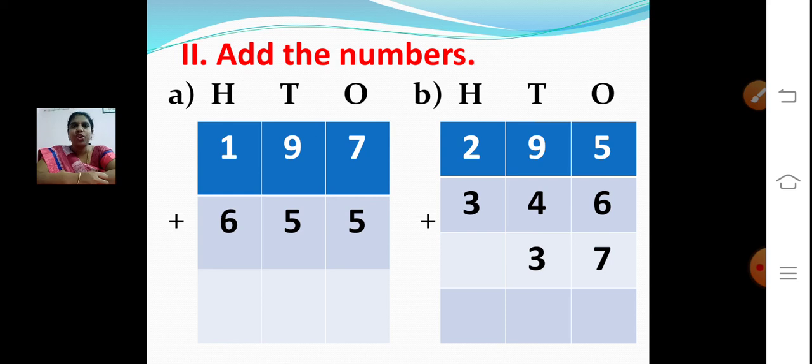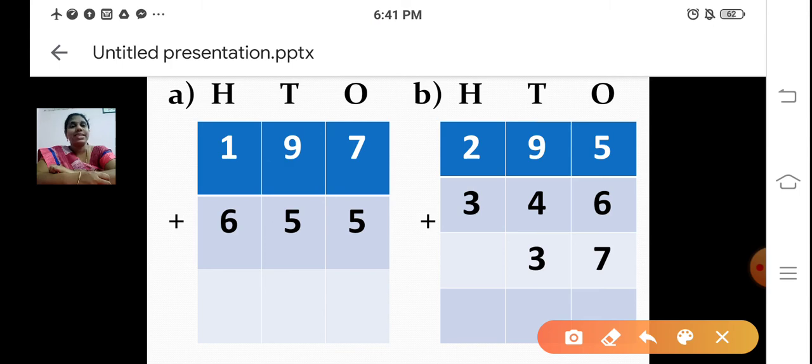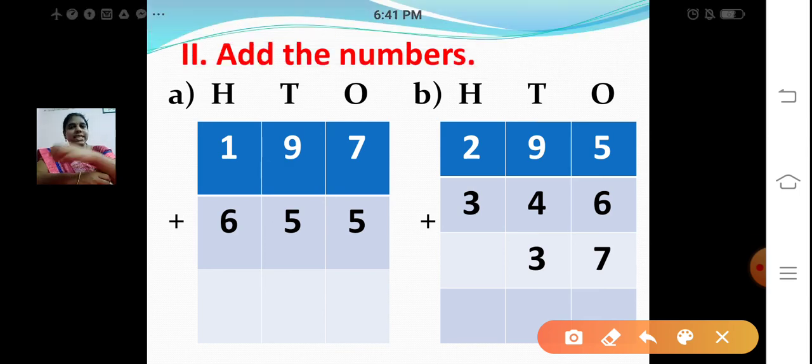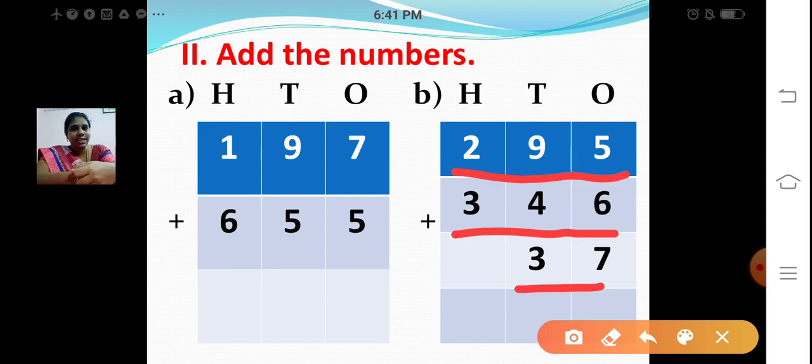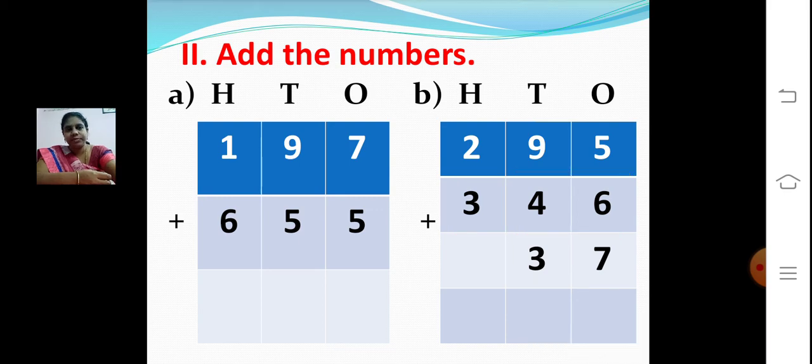Next, add the numbers using normal addition. First sum, you're going to add 197 and 655. Second sum, you're going to add the three numbers 295, 346 and 37. I'll repeat it. Second sum: 295, 346 and 37.